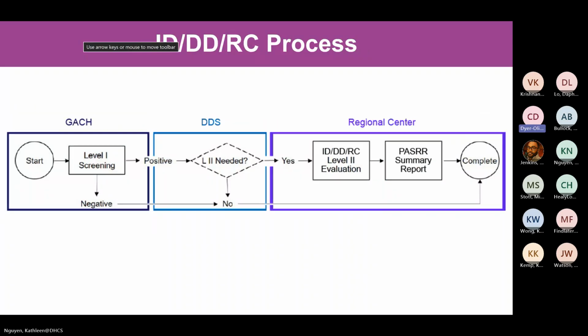So, the IDDD-RC process. This process starts the same as the SMI process. If any questions in section 2 of the screening are marked yes, then the IDDD-RC process begins when the screening is submitted. If at any point the result is negative, then the IDDD-RC process is complete. Unlike the SMI process, DDS decides if an IDDD-RC level 2 evaluation is needed. If a level 2 evaluation is needed, then the regional center conducts the evaluation, and the PASRR summary will be provided as a form in the PASRR online system. If they are unable to see the summary report, they can reach out to DDS. We will also provide that contact information when we demo the webpage.